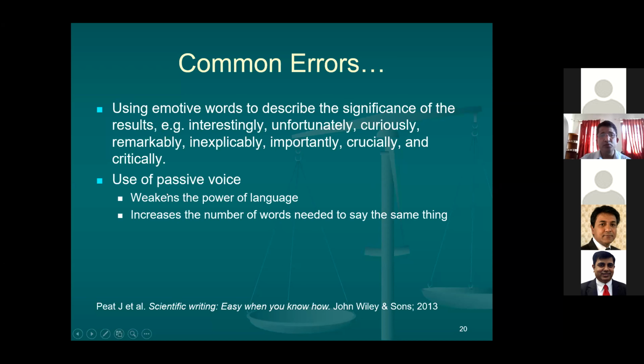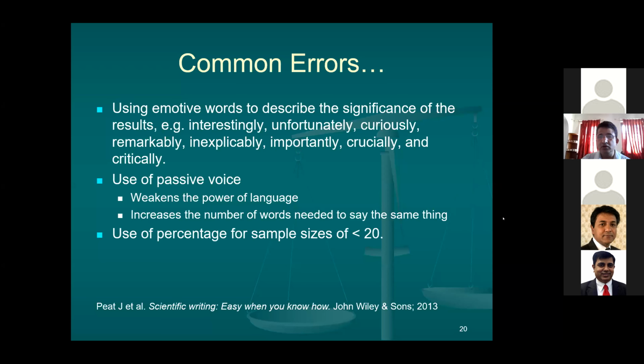And passive voice should not be used because it weakens the power of the language. It shows that the writer is not very confident of what he has written. That's one disadvantage. Another disadvantage is that high impact journals have a very strict word limit. If you use passive voice, you automatically increase the number of words to express the same thing. So it is always recommended to use the active voice.